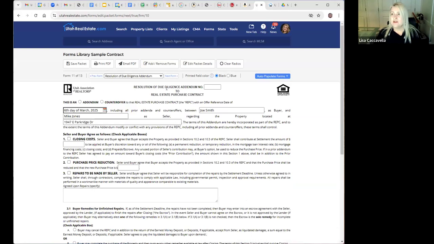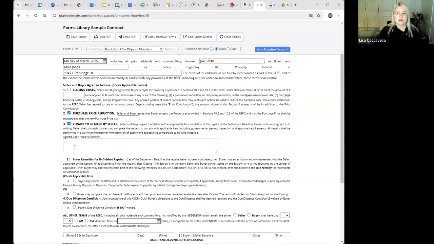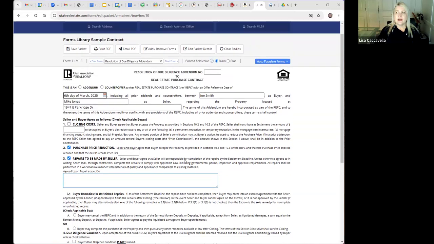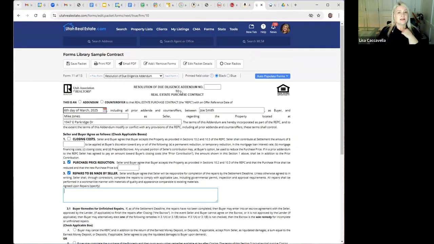And if you have asked for 9 items in repairs, and they come back and you're like, look, the furnace is shot, it doesn't even turn on, we want the seller to put in a new furnace. The seller says, we're not going to put in a new furnace, but we'll give you extra closing costs, or a purchase price reduction, or we agree to put in the new furnace. This is where that resolution of due diligence addendum comes in.